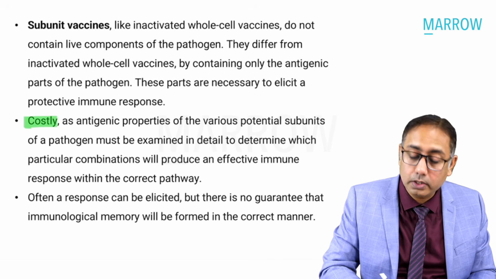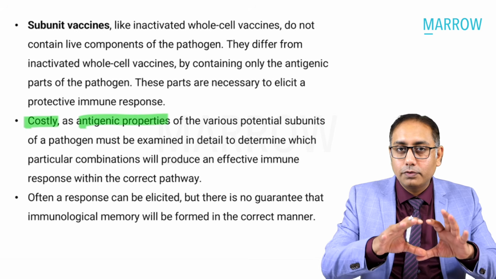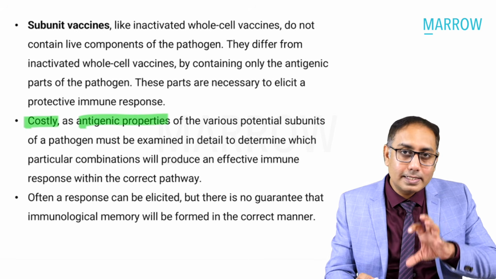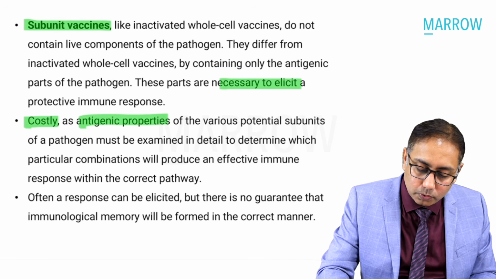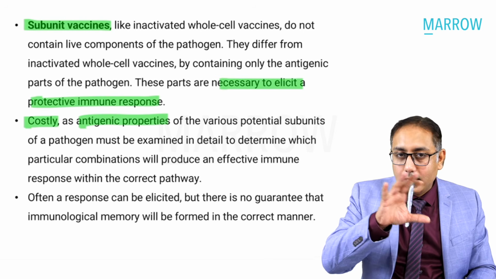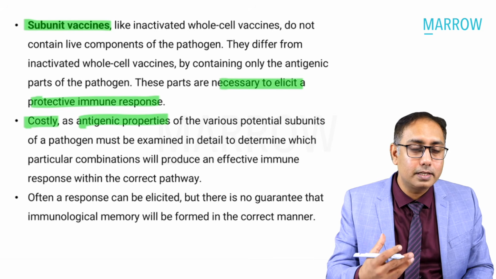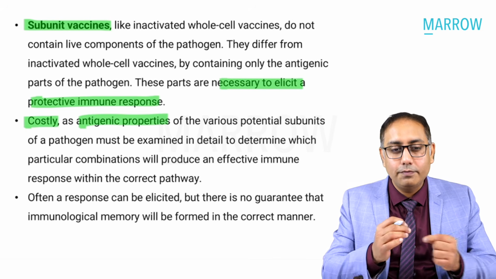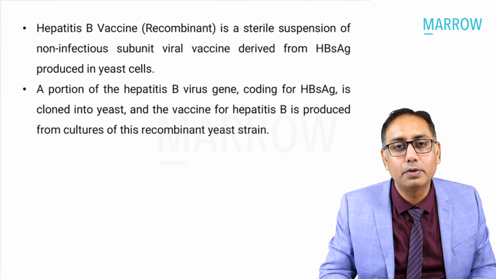Subunit vaccines are usually costly as only the antigenic properties of the virus or the bacteria are taken up to elicit the protective immune response. That is what a subunit vaccine is. So only the antigenic part of that microorganism is taken. That's the reason it's costly, because there are so many parts of the microorganism and every part has to be tested and tried. So that is what a subunit vaccine is.